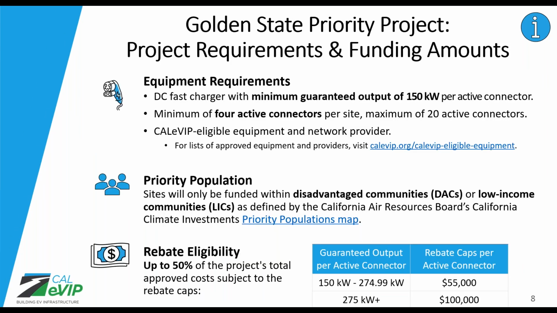And so for this specific Golden State Priority project, we do have different requirements. DC fast chargers are the only type of equipment eligible, and to be eligible for this specific project, you have to have a minimum guaranteed output of 150 kilowatt per active connector, as well as a minimum of 4 active connectors per site. Each site is eligible for a maximum of 20 active connectors for a rebate.